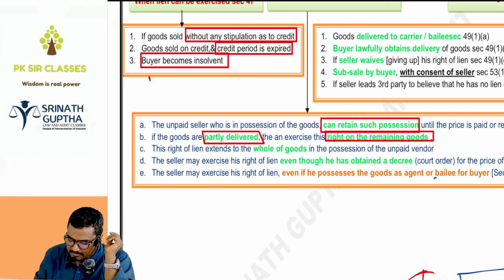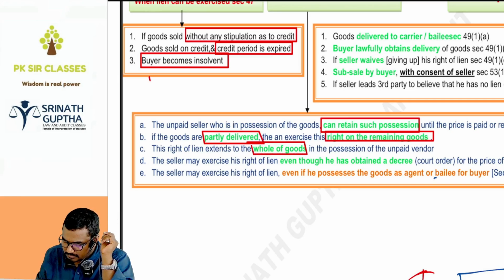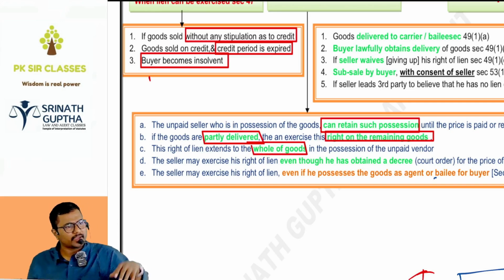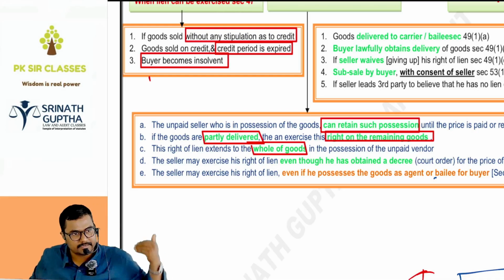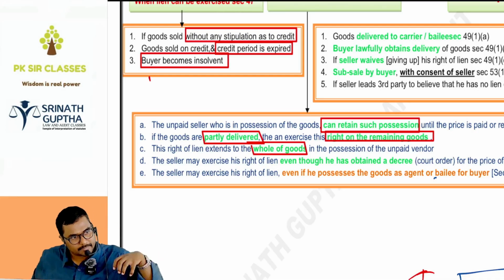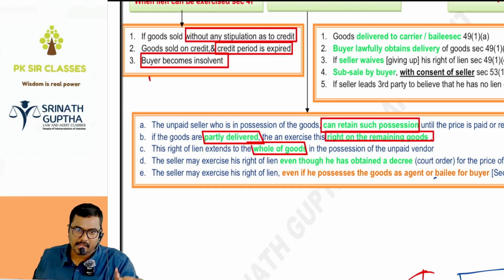And where the right of lien extends to whole of the goods. If 100 bags are in my possession only, I can exercise lien on the 100 bags. 60 are given, I can exercise lien only on the 40. If 100 bags are in my possession only, then I can exercise lien on the 100 bags.